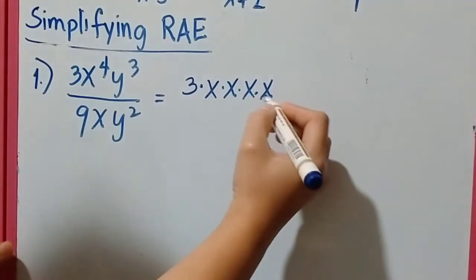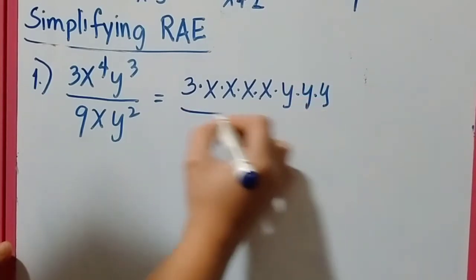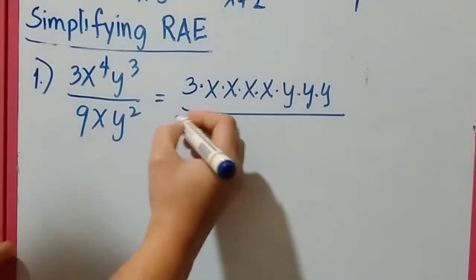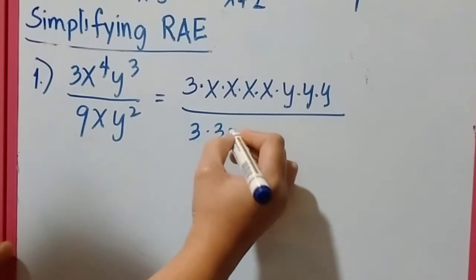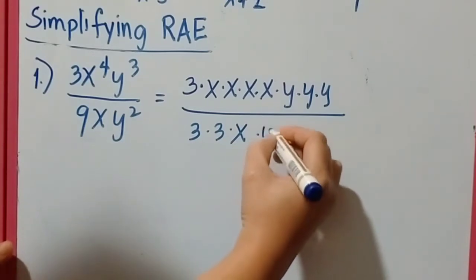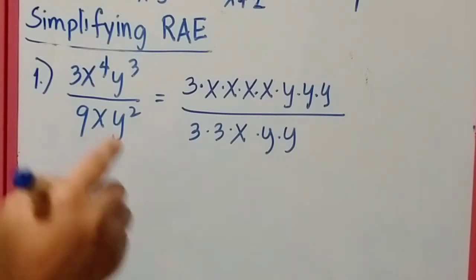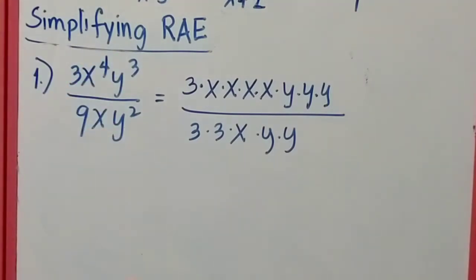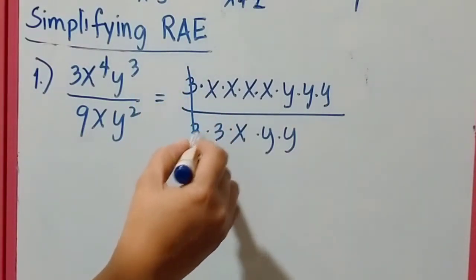That's y x to the 4th. And we have y times y times y, that's y cubed. 9 can be written as 3 times 3. Now we have here x and y squared, which is y times y. So after factoring both numerator and denominator, you can cancel the factors common to both numerator and denominator. So we have here 3 in the numerator, 3 in the denominator.